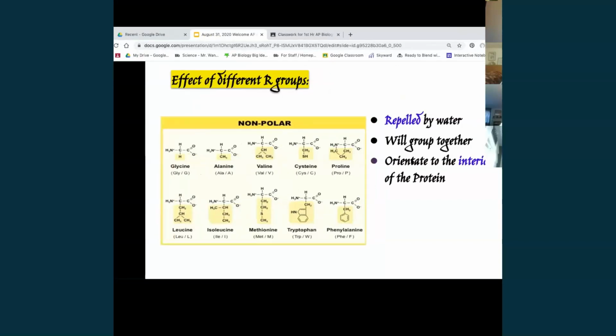Remember, if something is nonpolar, it is repelled by water. And remember, our methyl group is nonpolar. So any of these amino acids that end with methyls are going to be nonpolar, and therefore they're going to be hydrophobic. They're going to fold away from the water. Proteins in a cell, your cytoplasm is all water, right? So basically they're folding to the inside of the protein.